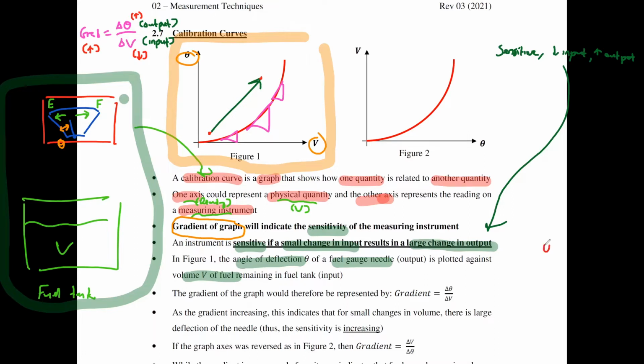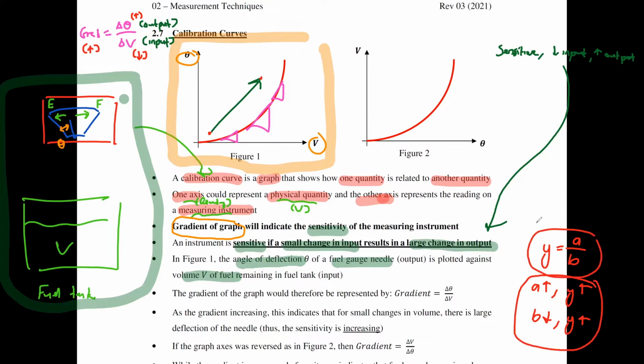Now, this is similar to what you learned in maths. If y equals a over b, you will say that if a increases, y increases. If b decreases, y increases. This is something you learned in maths before. Over here we say that y is proportional to a and inversely proportional to b. So I want to apply the same thing here. If I see that the gradient is increasing, that will mean that delta theta is increasing and delta V is decreasing.